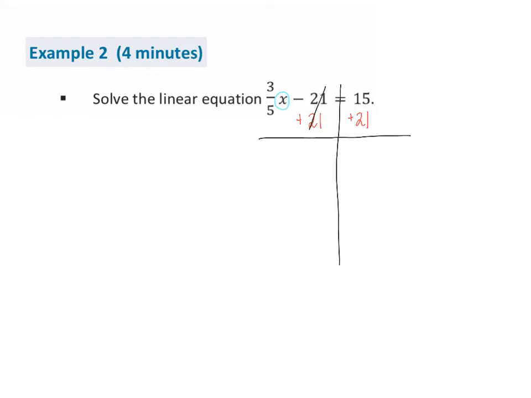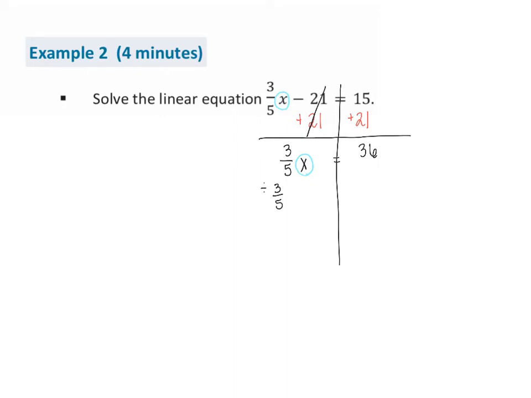Okay, on the left side, these cancel. On the right side, 5 plus 1 is 6, 1 plus 2 is 3. Okay, everything else on this side stayed the same. Okay, next step. My x is still not by itself. As you can see, it's being multiplied by 3/5. So to get it away, I'm going to divide by 3/5.